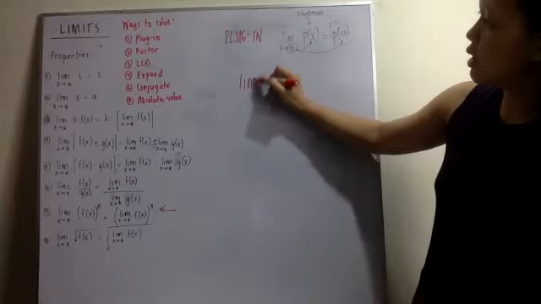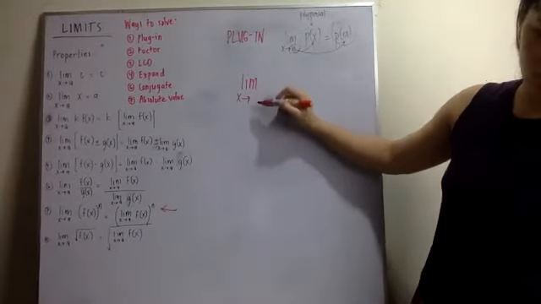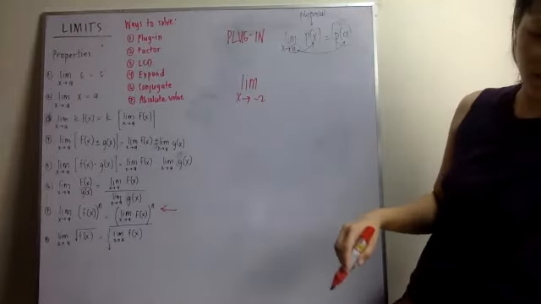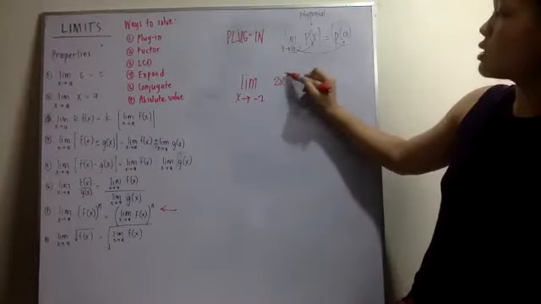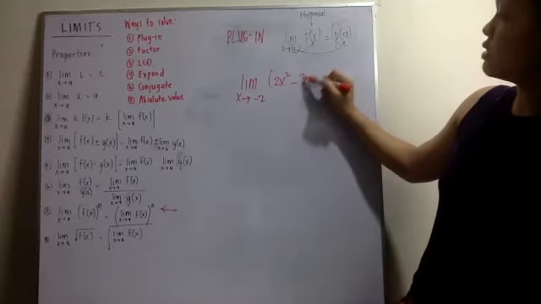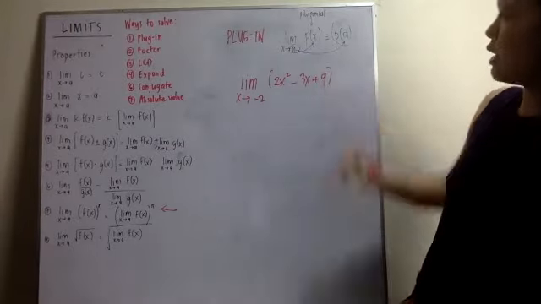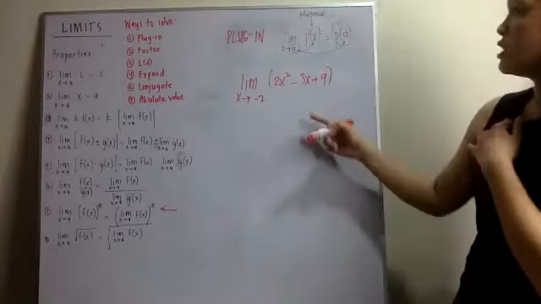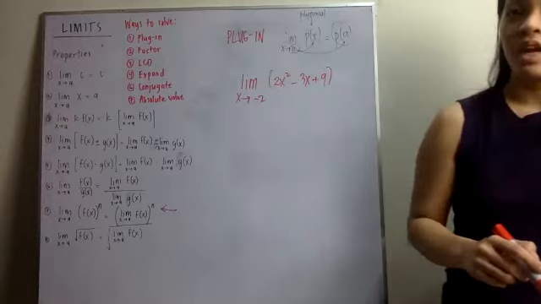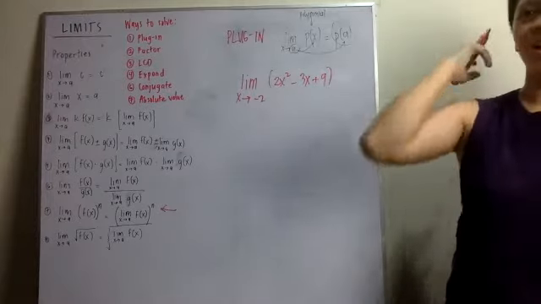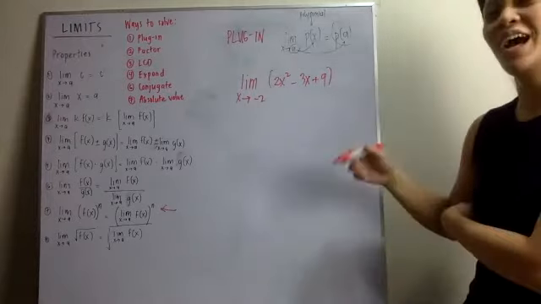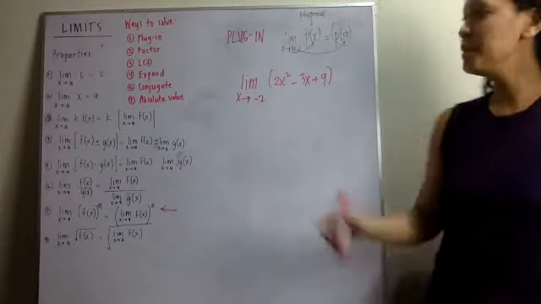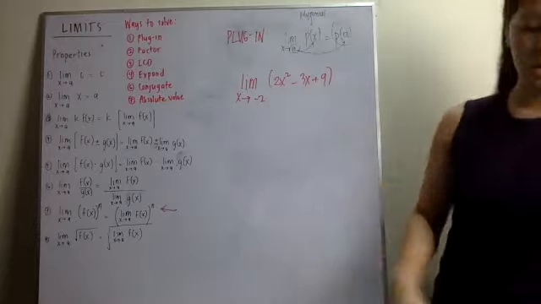Another one, limit as x approaches negative 2. So, pwedeng negative number yan. Yung hinahanapan natin ng limit. We have 2x squared minus 3x plus 9. Okay, so try this one. Anong sagot natin dito? Jedi. Wait lang po, medyo matagal po ako mag-solve. Okay lang. Sige po. Alam ko nagsasolve pa naman. Okay? Plug in lang po, di ba? Plug in lang kasi we have here a polynomial.